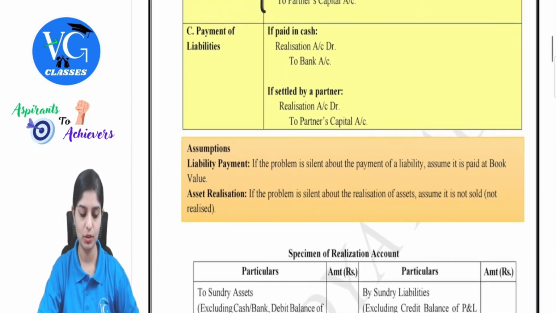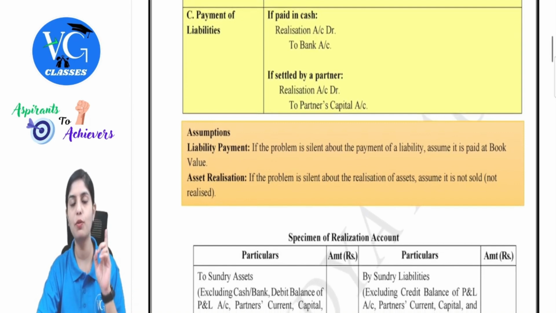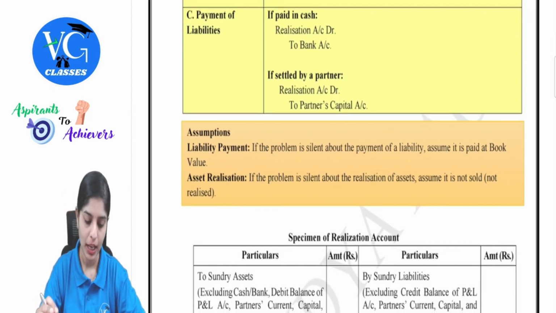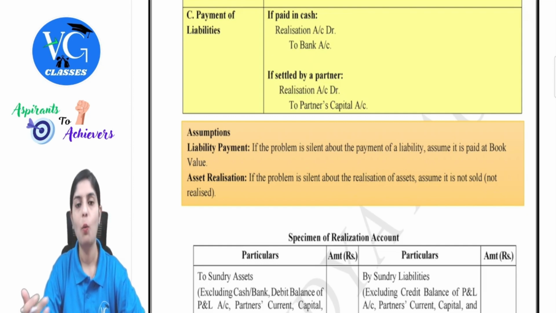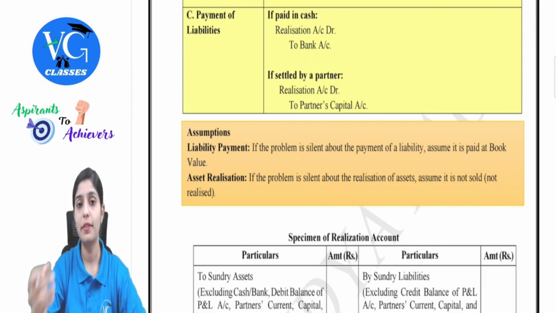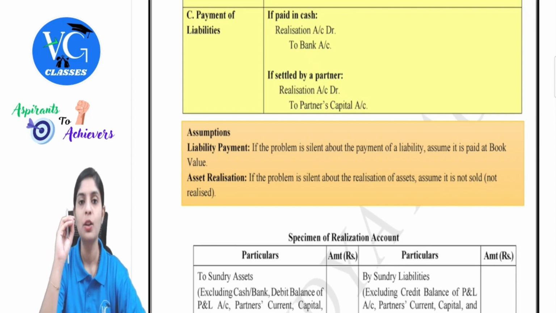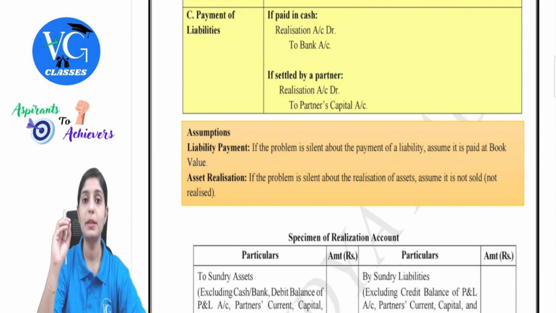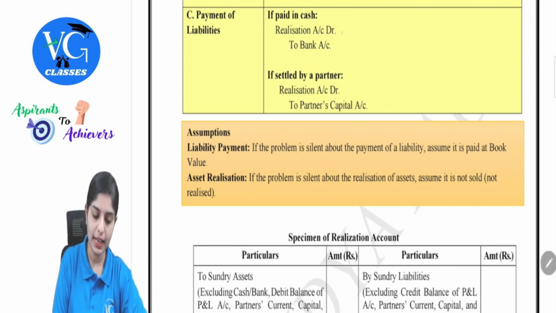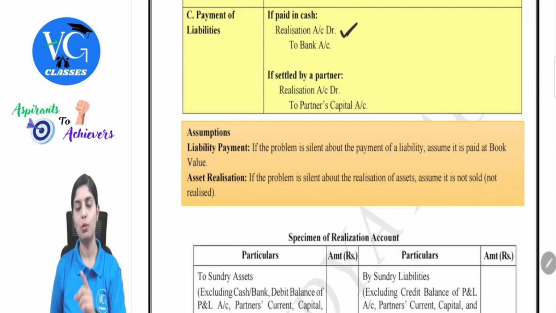Payment of liabilities. So first you understood if it is used for paying expenses. Next, if it is used for paying liabilities. If it is paid in cash, what liabilities transferred where? Liabilities transferred to realization. Remember? So now liabilities is represented with realization. Realization account debit to bank account.